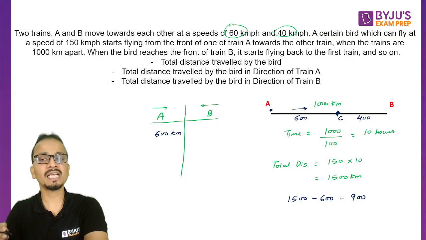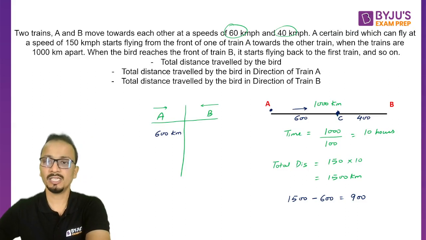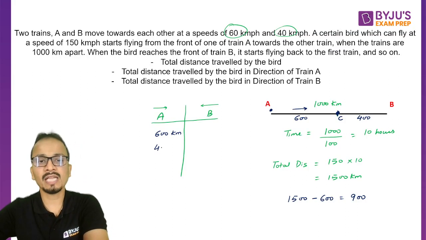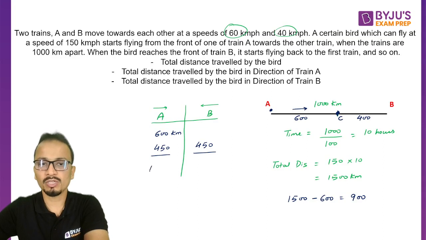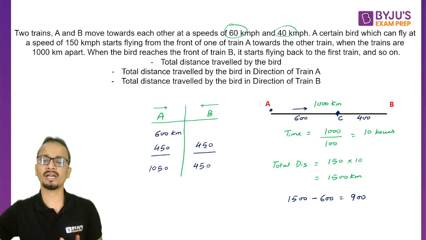The distance that it will travel away from point C will be equal to the distance that it will travel towards point C. So the remaining 900 kilometers can be equally divided in two parts, 450 and 450 given to each direction. So towards the right hand side, the bird will travel a total of 1050 kilometers, and towards the left hand side the bird will travel a total of 450 kilometers.